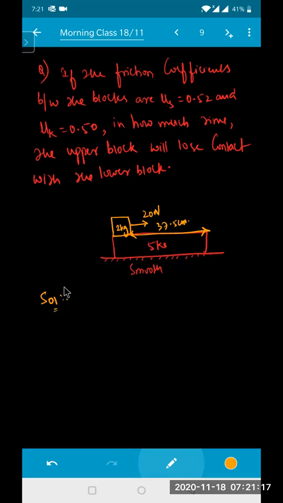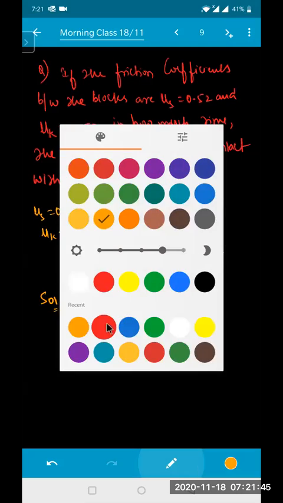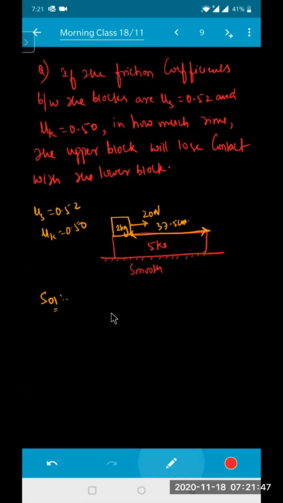See the question first. The friction coefficient between the blocks, meaning between the 2 kg and 5 kg blocks, is given: mu s is 0.52 and mu k is 0.50. That means static friction is always greater than kinetic friction. In how much time will the upper block lose contact with the lower block? Now, when you are doing such types of problems, try to make an FBD of individual blocks and see what forces are acting on each body.